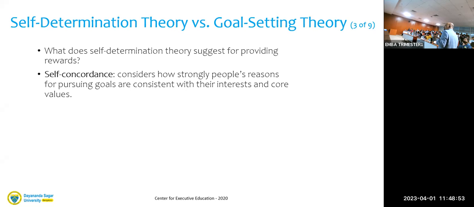It considers how strongly people's reasons for pursuing goals are consistent with their interest and core values. For example, if I put a pure vegetarian into a butcher's shop, how happy do you think he's going to be? However much money you pay the person, this might collide with his core interests or value systems, and he may not like to do it.